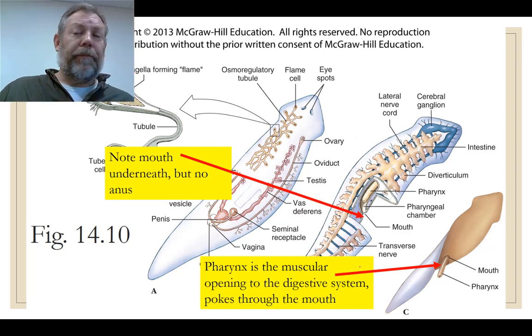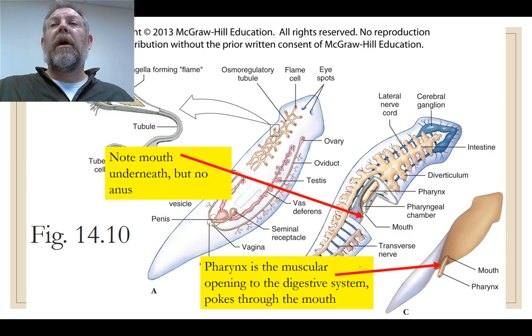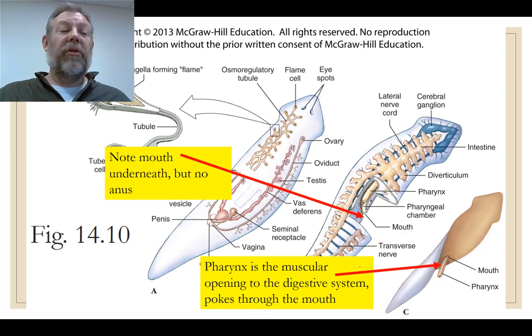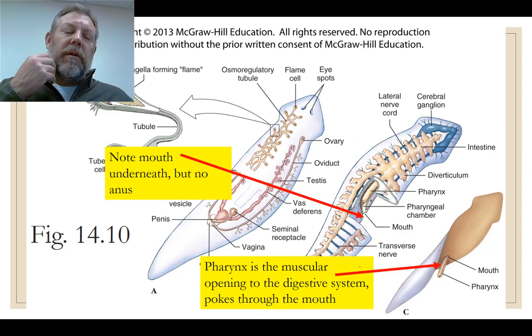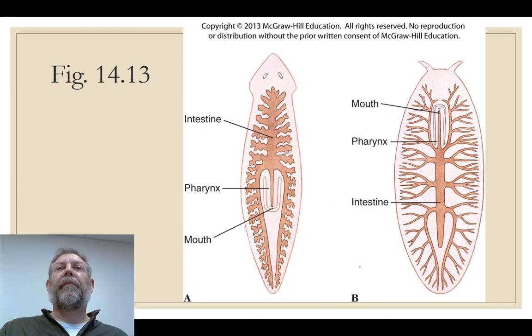And here we show you the pharynx again, and the place where the pharynx retracts to is called the pharyngeal chamber. And this is a term that will come up later. We'll see that other organisms have a pharyngeal chamber. It's the back of the mouth, top of the throat area, in a lot of other organisms.